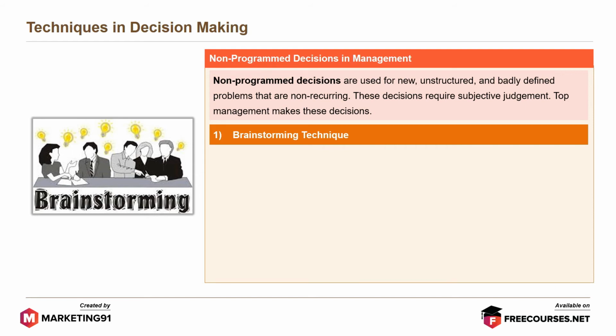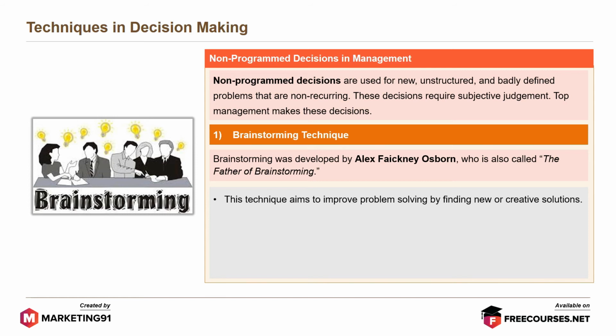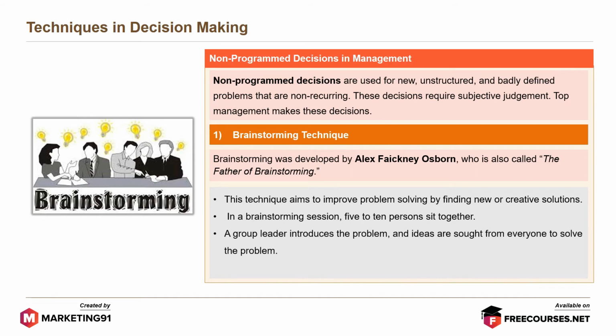Brainstorming technique. Brainstorming was developed by Alex Osborne, who is also called the father of brainstorming. This technique aims to improve problem solving by finding new or creative solutions. In a brainstorming session, 5 to 10 persons sit together. A group leader introduces the problem and ideas are sought from everyone to solve the problem. These ideas are discussed and analyzed, and the best idea is selected.